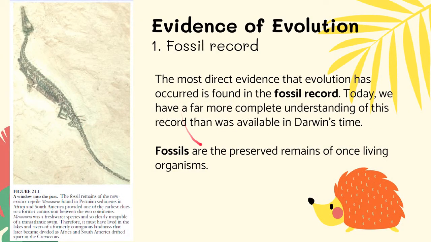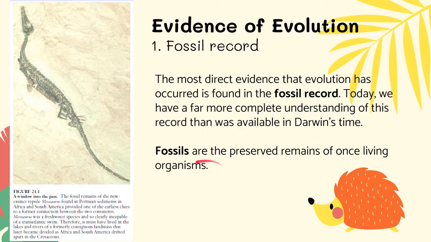So number one, the fossil record. It is claimed that it is the most direct evidence that evolution has occurred, because these are actually physical remains of organisms that used to live in the past and are no longer alive or present in the modern period. Today we have a far more complete understanding of the fossil record than was available in Darwin's time. We have more fossils that we've discovered nowadays than during Darwin's time.